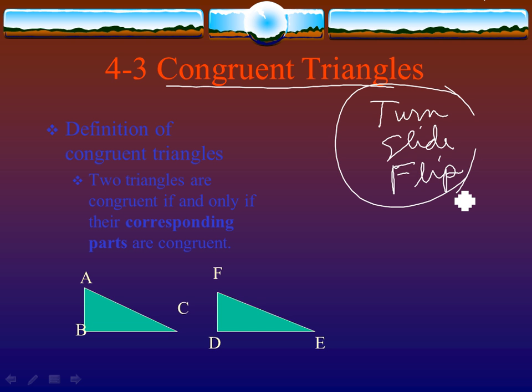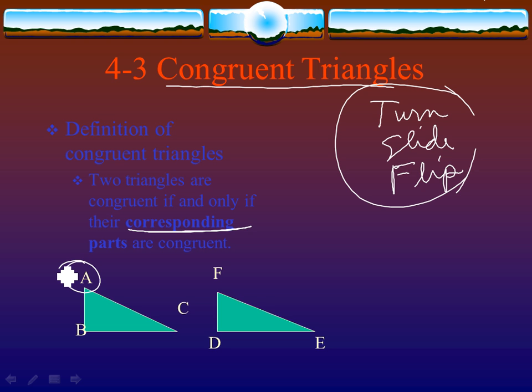What would you have to do to triangle ABC to get it to match up to triangle FDE? If you wanted to match this up, what would you do to it? Just slide it over. A translation, just slide it over. That's what they're saying. Remember, corresponding: angle A in this triangle would correspond to what angle in the second triangle?